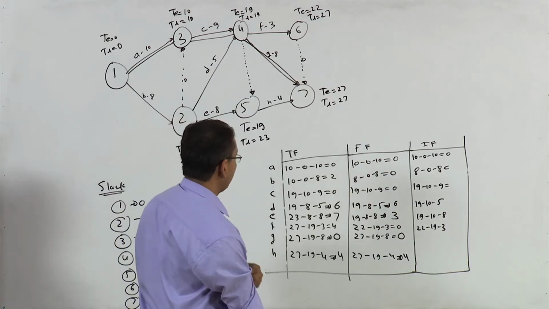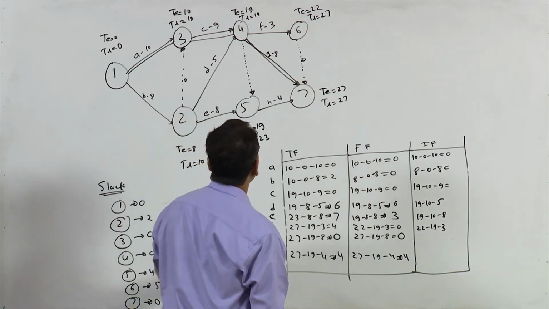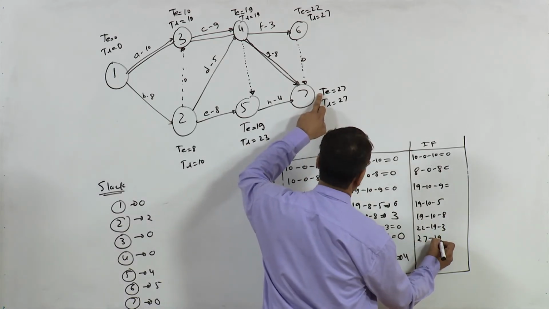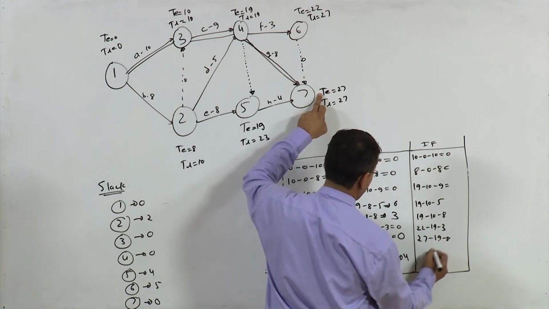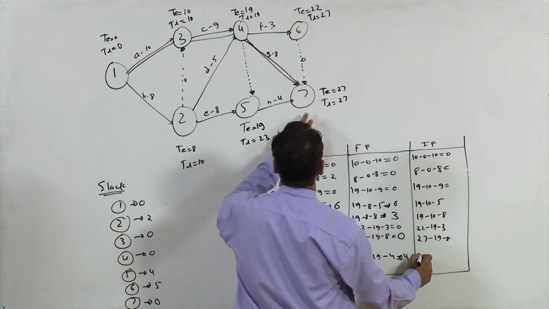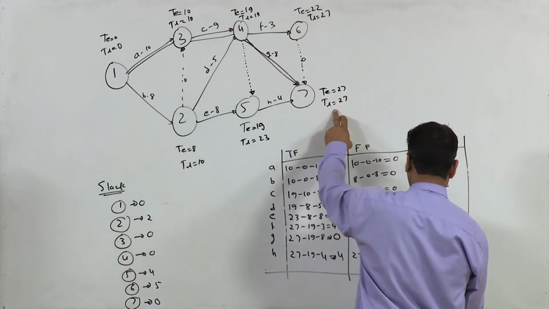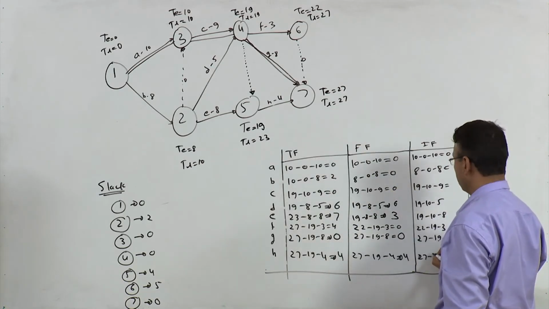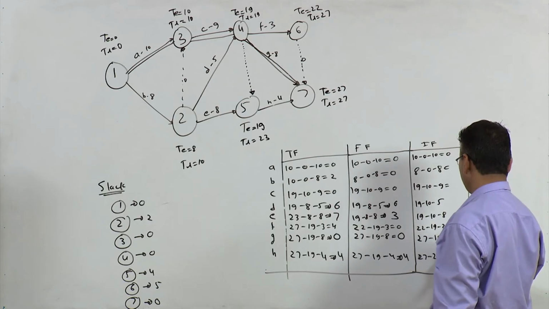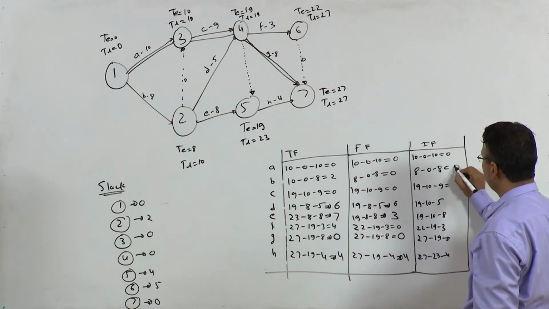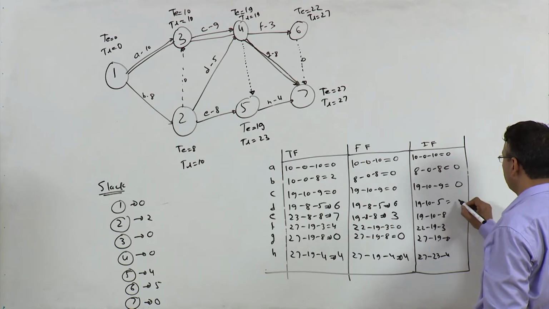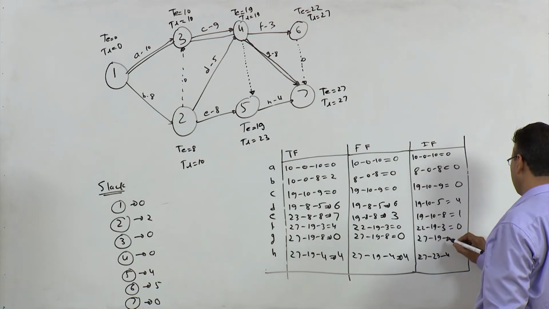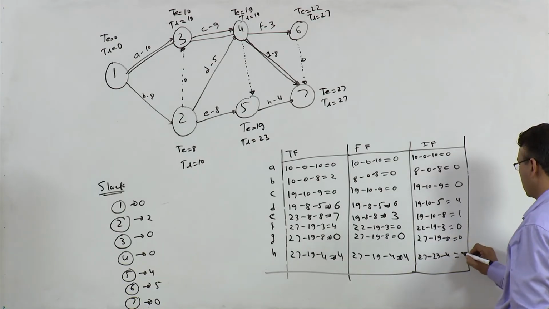Then for activity G, TE minus TL, so 27 minus 19 minus 8. And finally for H, it is TE minus TL, so 27 minus 23 minus 4, right? So this is 0, this is 0, this is 4, this is 1, this is 0, this is 0, and this is also 0, right?